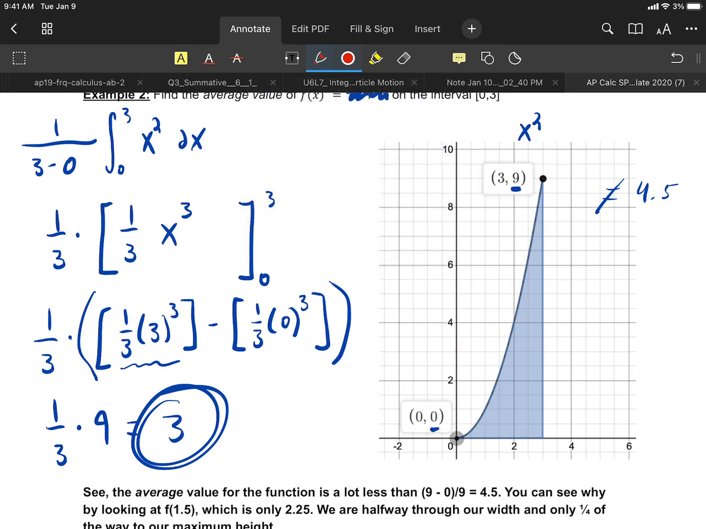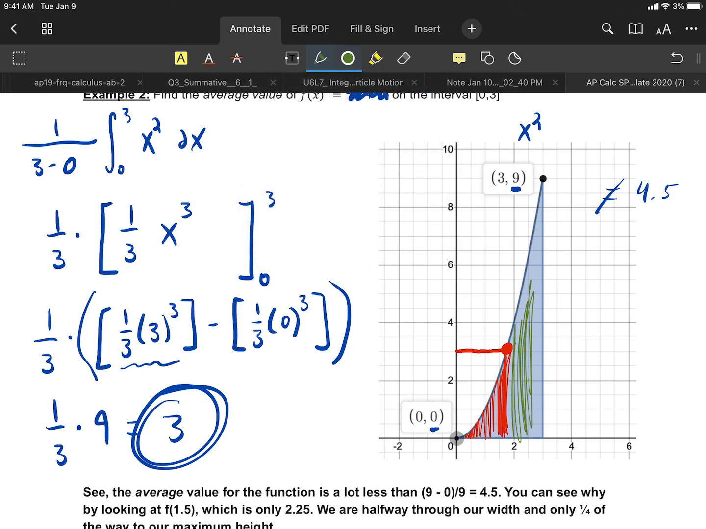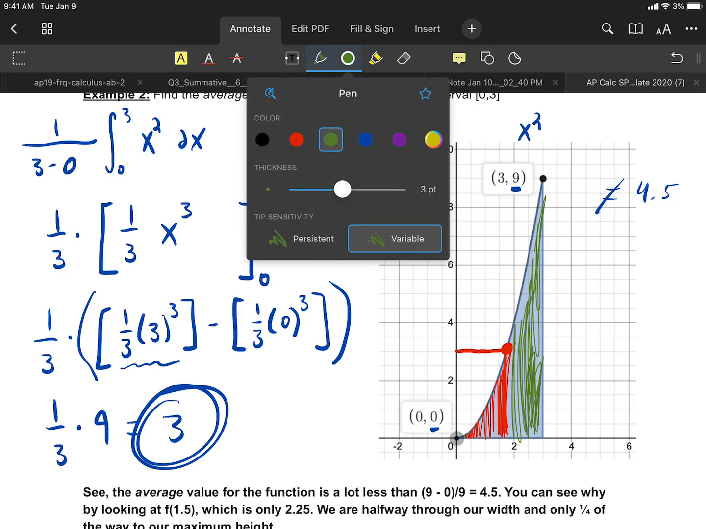And so if we look for where 3 hits, you can see that this average value here is not smack dab in the middle of this function. It is not exactly at 1.5. But what you can kind of visualize this as is that this area in red is going to be the same as this area in green. Those two areas, it turns out, are going to be exactly the same if you measure it out. I know it's a little bit hard to see there, but trust me, those two areas are the same.